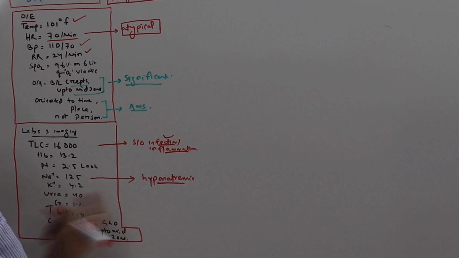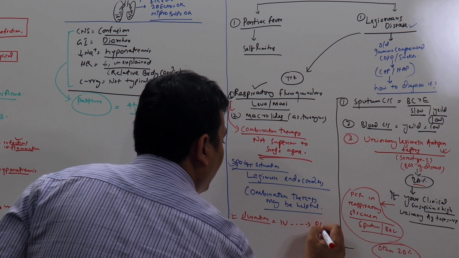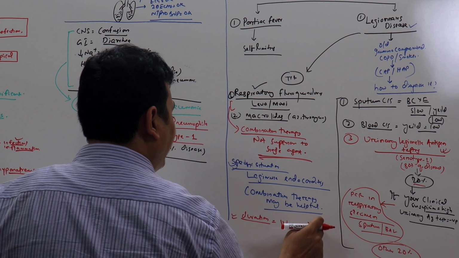The drug of choice remains respiratory fluoroquinolones. What about combined therapy? Studies have been done. It is not superior to a single agent. However, in specific situations like Legionella endocarditis, combination therapy may be helpful, but it is not routinely recommended. So you can give levofloxacin plus azithromycin, right? For the duration, when the patient is sick, you start with the IV formulation, then gradually change to PO when the patient can take diet. Usually the duration is 7 to 14 days.